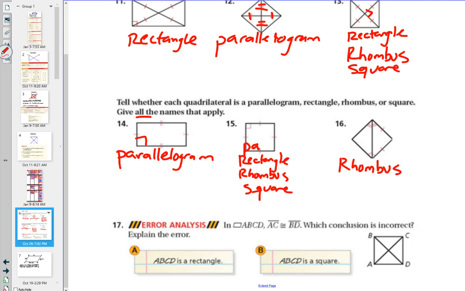So again, not because it's more specific, but that should be a parallelogram. This should be a parallelogram. And this should also be a parallelogram. Basically, every single one should be a parallelogram. Just because it says all. It says give all. Okay. Any questions there?